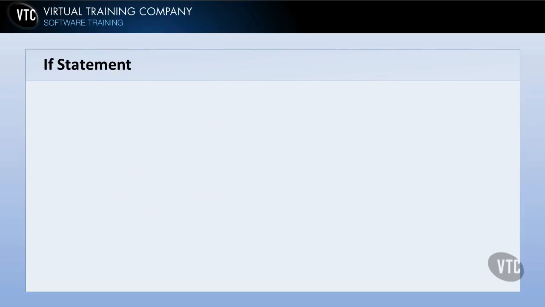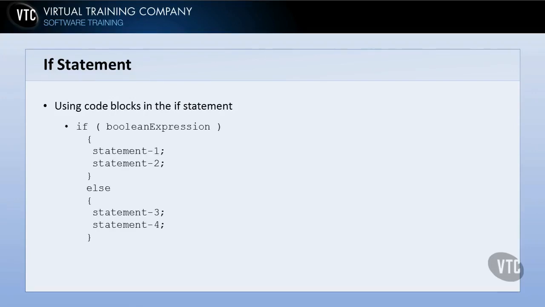Now, you use code blocks in the if statement if you have more than one statement after the Boolean expression or after the else. If you've got more than one statement that should be executed, place all your statements in a block. By a block, I'm talking about these braces here. So that's a beginning block and an end block, right? Since we had two statements here, we had a block, and since we had two statements here, we had a block. You can put as many statements as you want.